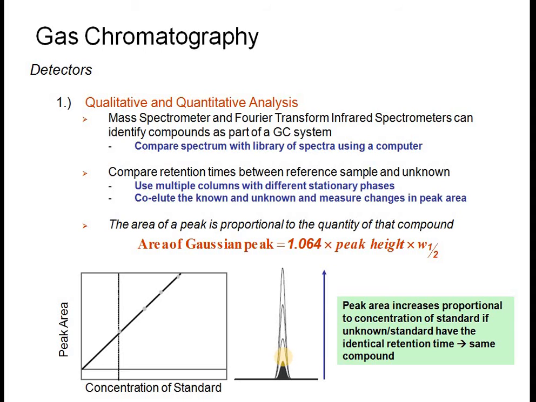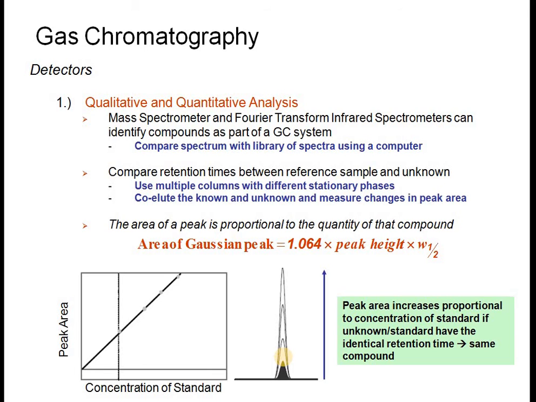Mass spectrometer and Fourier transform infrared spectrometer. Mass spectrometer and FTIR can identify compounds as part of the gas chromatography system. Compare the spectrum with a library of spectra using a computer. Compare retention time between reference sample and analyte. Use multiple columns with different stationary phases. Co-elute the known and unknown and measure changes in peak area.